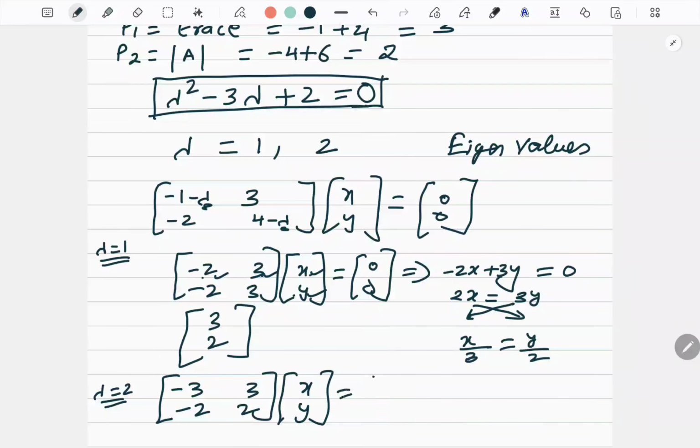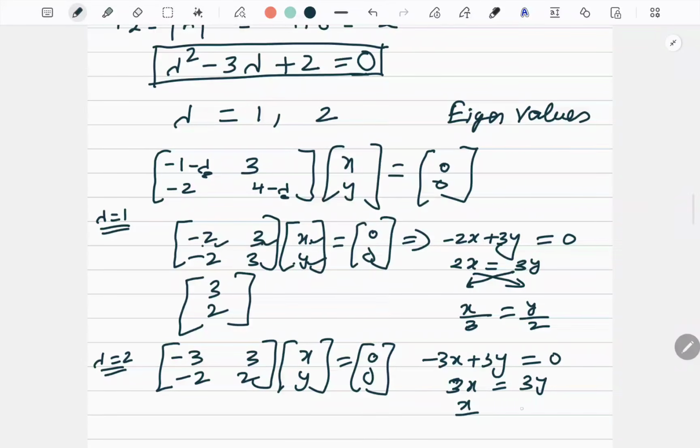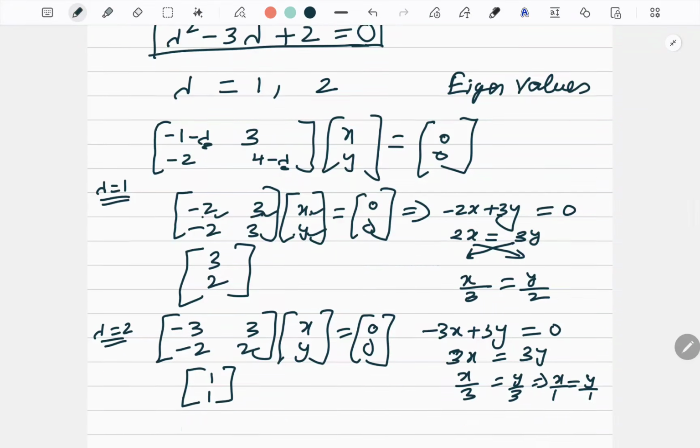xy is equal to 0, 0. So what is the equation here? Minus 3x plus 3y is equal to 0. Second is also same. So 3x is equal to 3y. Now x by 3 is equal to y by 3, which can also be written as x by 1 is equal to y by 1. So what is the eigenvector? 1, 1. So this is how you can find out eigenvalue and eigenvector for 2 cross 2 matrix. For 3 cross 3, please go through the video.